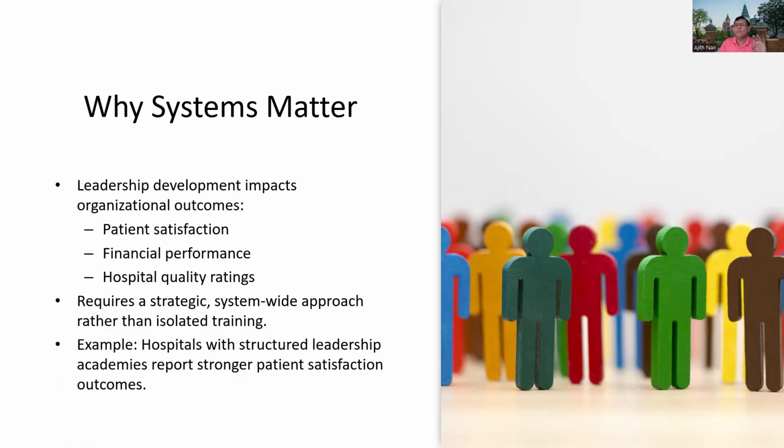of one-off disconnected training programs, or even connected training programs, but not connected with the strategy and the daily fabric of the organization. So hospitals, as well as other companies or industries that take this structured approach, consistently report stronger outcomes. It's not because they train more, but because they train with purpose and alignment.